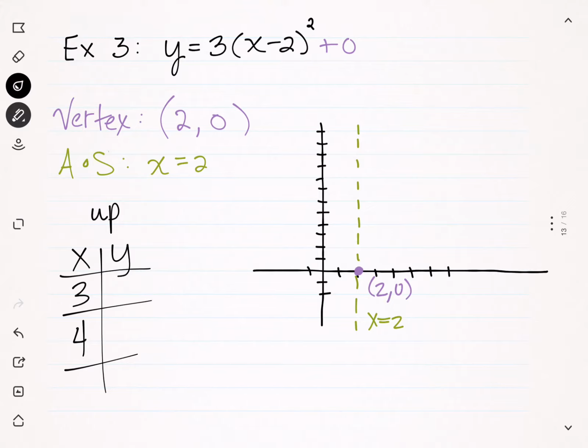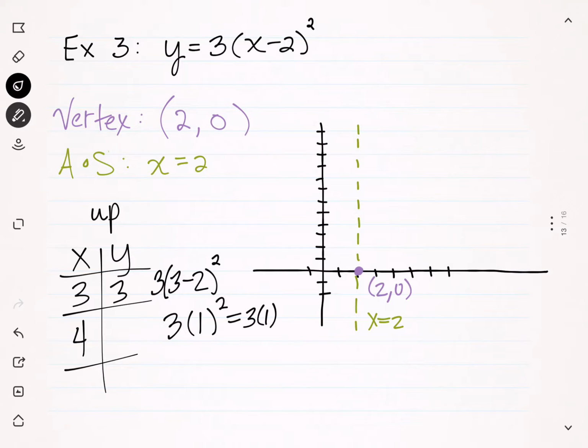So let's see here. I'm going to plug 3 into my equation here to find the output. So that's going to give me 3 times 3 minus 2 squared. And 3 minus 2 is 1. So that gives us 3 times 1 squared. And 1 squared is 1. So that's 3 times 1. So that gives us an output of 3.